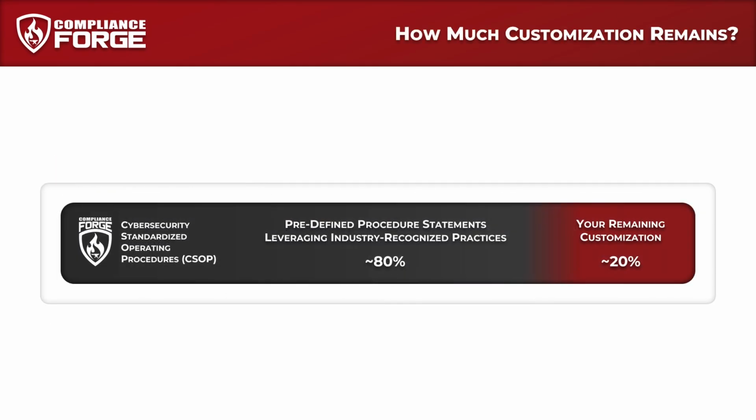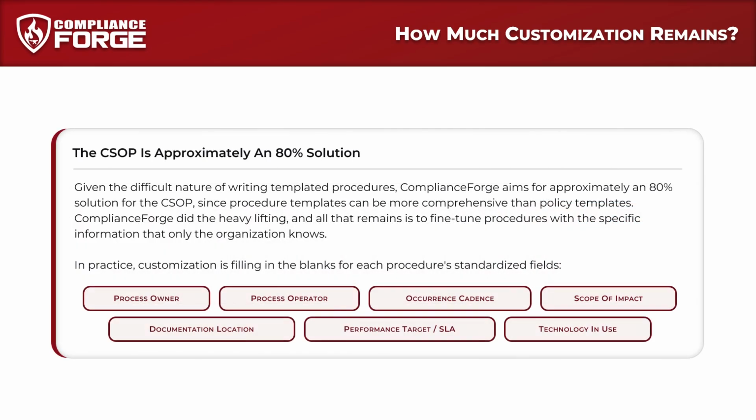So how much work is left for you? Here is the customization process at a glance. ComplianceForge aims for approximately an 80% solution for the CSOP, since procedure templates can be more comprehensive than policy templates. ComplianceForge did the heavy lifting, and all that remains is to fine-tune procedures with the specific information that only your organization knows. In practice, customization is filling in the blanks for each procedure's standardized fields.